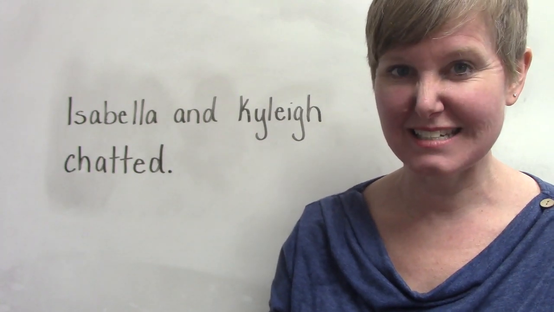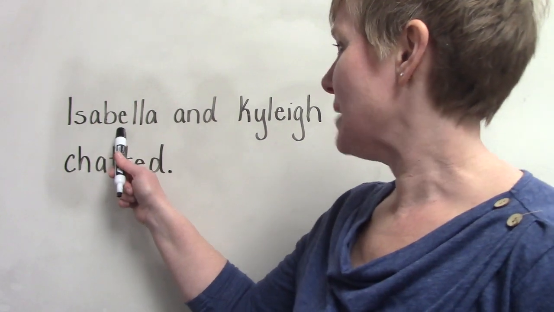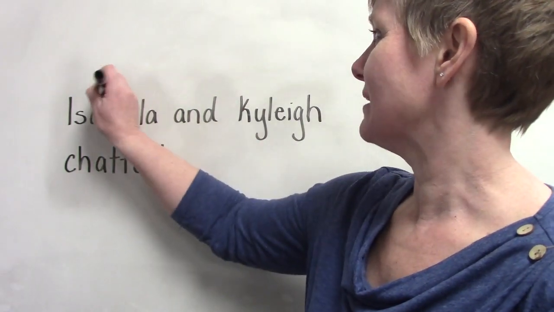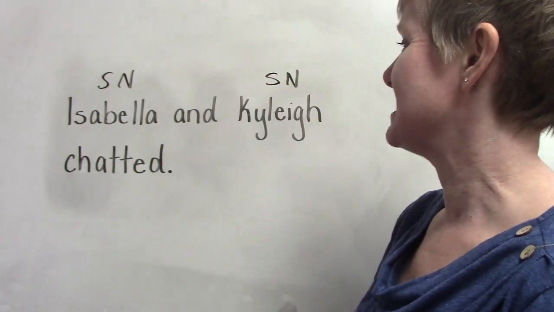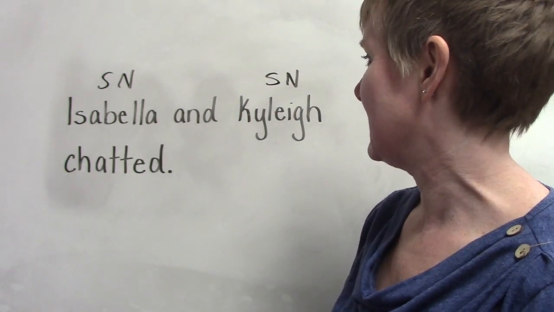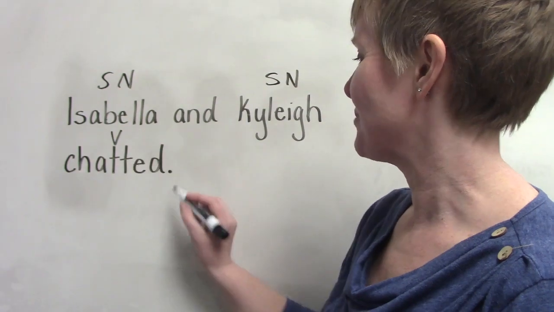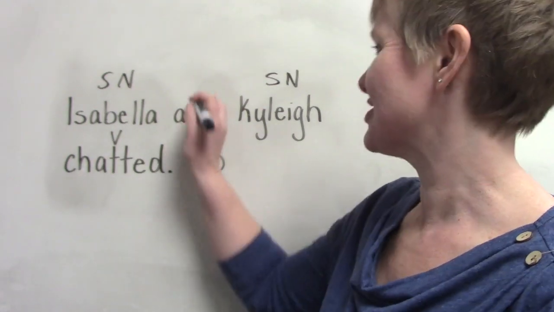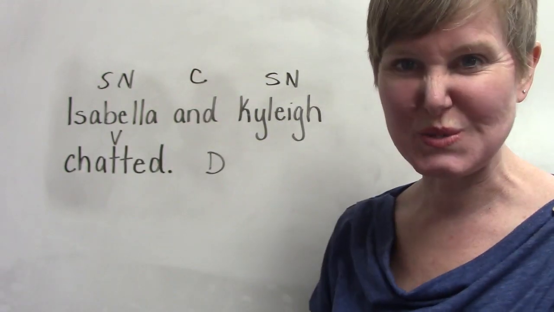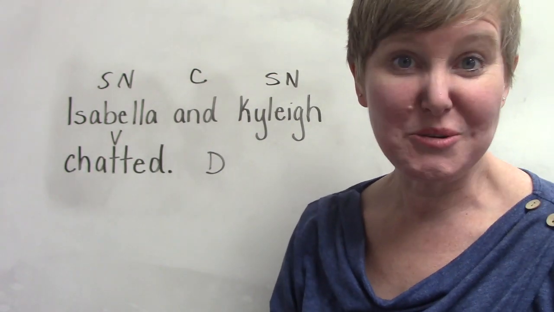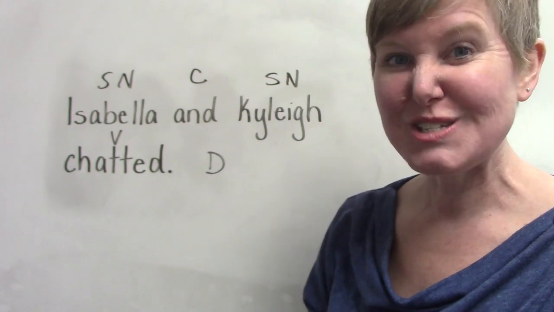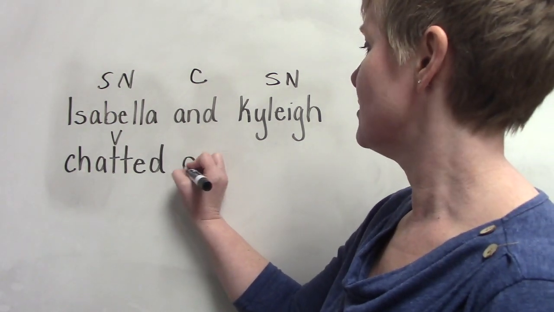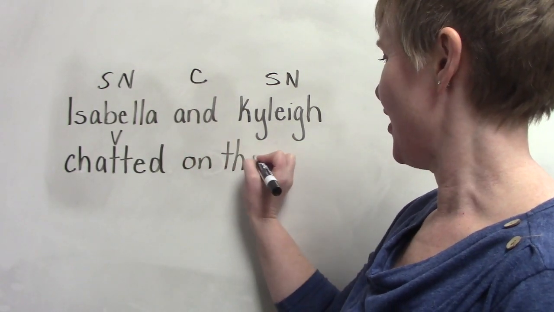Let's check this sentence. It says, Isabella and Kylie chatted. Who chatted? Isabella and Kylie. Subject noun. What is being said about Isabella and Kylie? Isabella and Kylie chatted. Verb. Period, statement, declarative sentence. And the and just connects because we have two subjects in this sentence. But I know that we can make a much longer sentence than this. So I'm going to erase our end mark. Isabella and Kylie chatted on the phone.